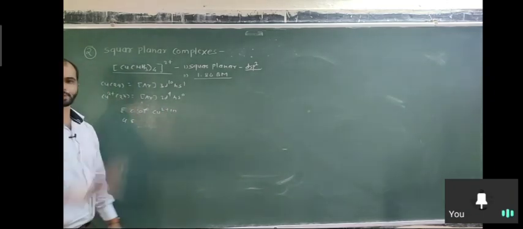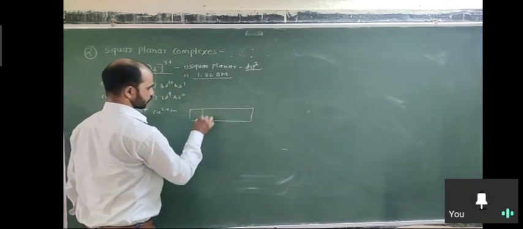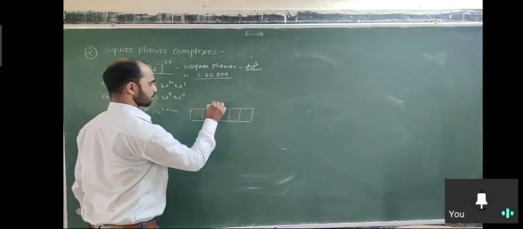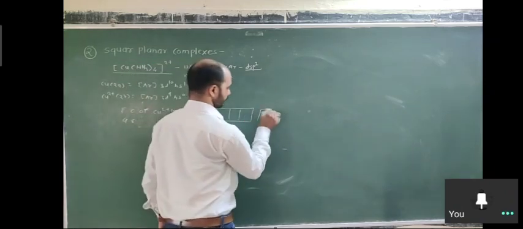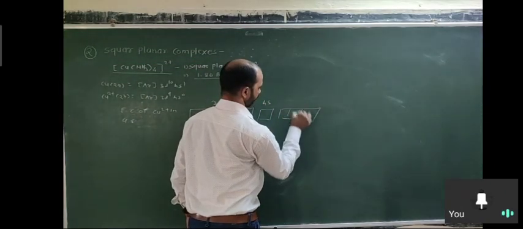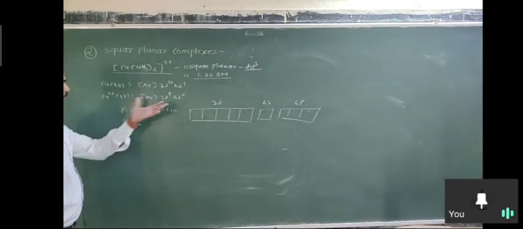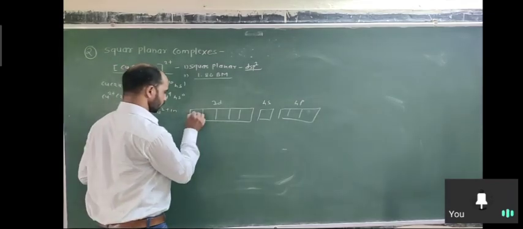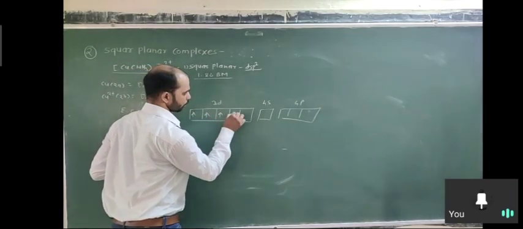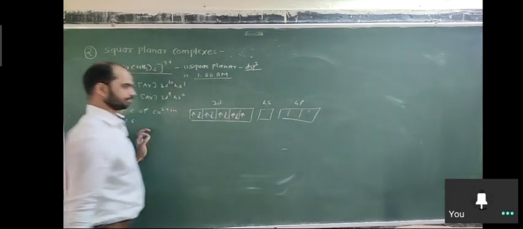Let us first see in the ground state what happens. Then, as before, you first draw the 5 d orbitals, then 4s, then 4p, right? So how many electrons? 9 electrons. 1, 2, 3, 4, 5, 6, 7, 8 and 9.